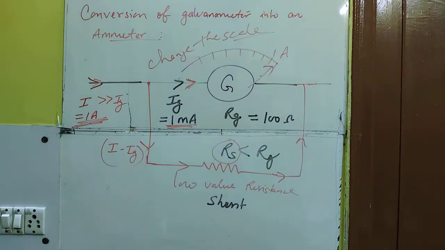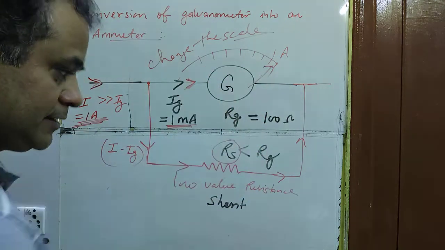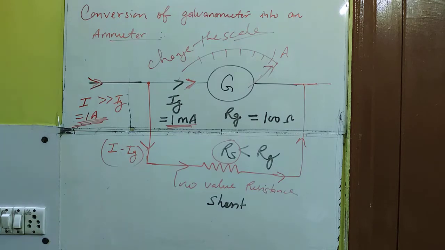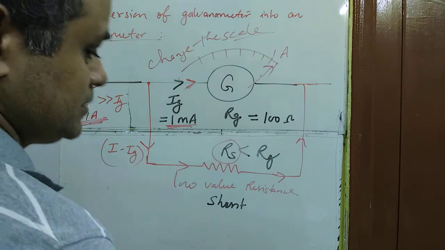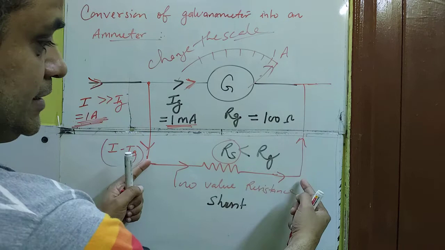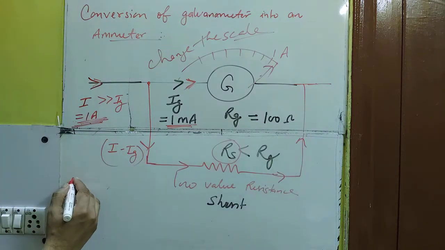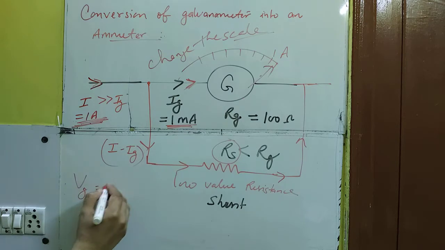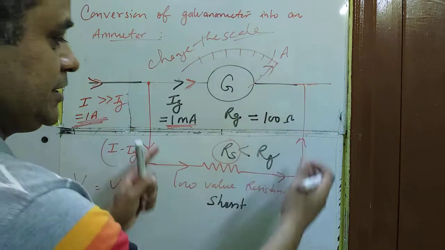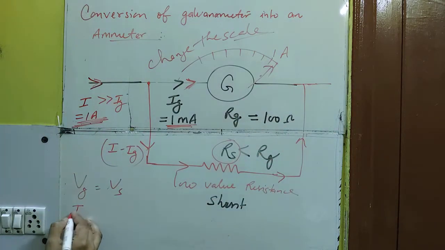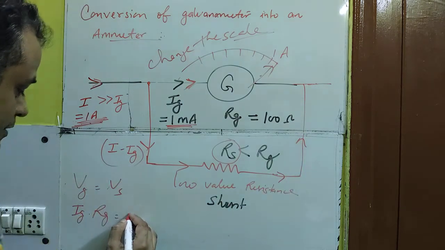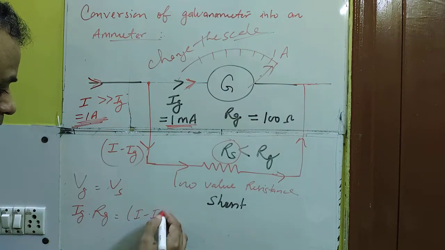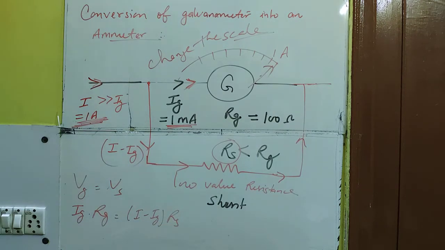So children, look here. Both are connected in parallel, so the potential difference will be the same. The potential difference across this galvanometer and the potential difference across the resistance should be the same. So what is the potential difference across the galvanometer? Vg equal to Vs. Vg means Ig Rg, and Vs is (I minus Ig) into Rs.